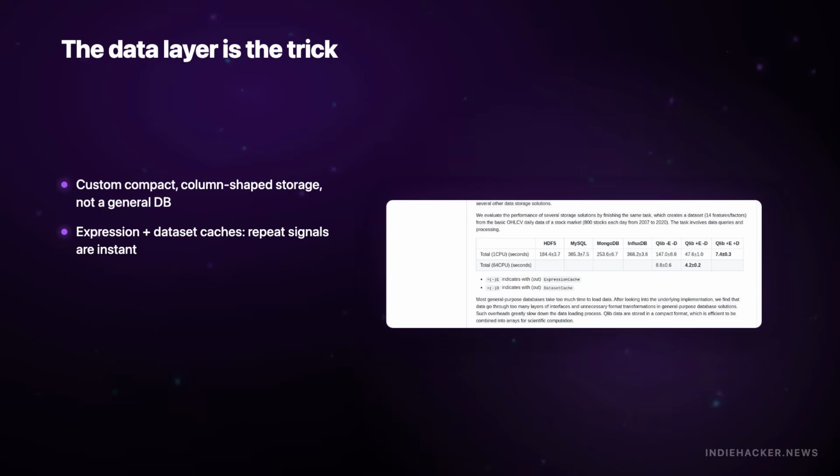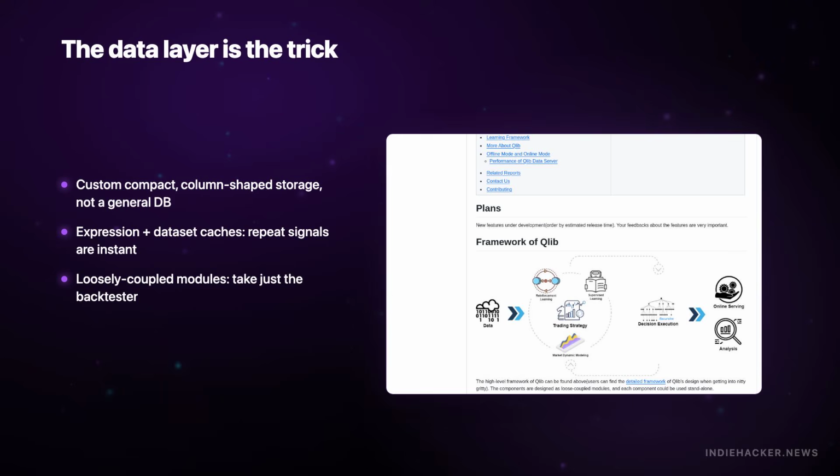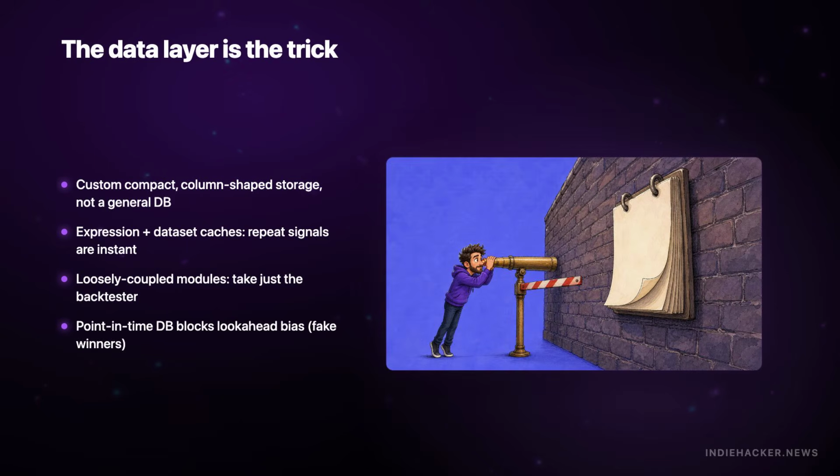The rest is sensibly modular. Every piece, the data loader, the model, the strategy, the executor is loosely coupled, so you can rip out just the backtester and ignore everything else. Models run on PyTorch, the heavy lifting is plain pandas and NumPy, and there's a point-in-time database underneath whose only job is making sure your backtest can never accidentally peek at data from the future, which is the single most common way people fool themselves into a fake winning strategy.